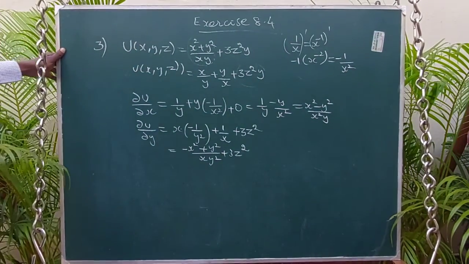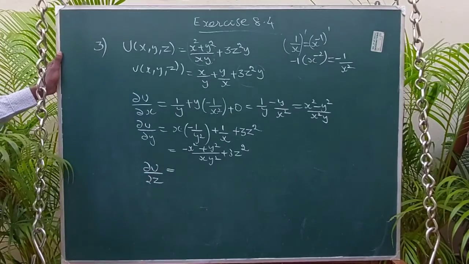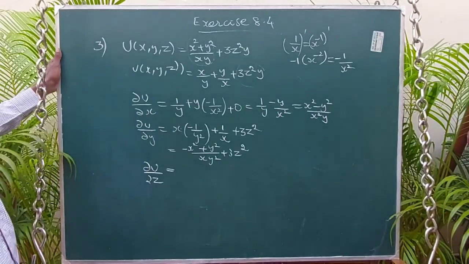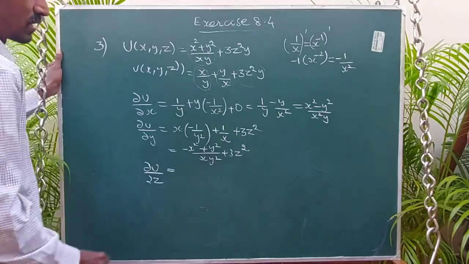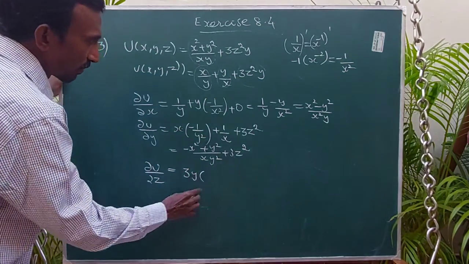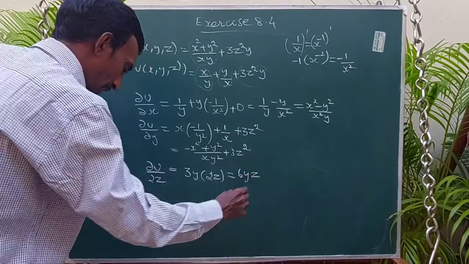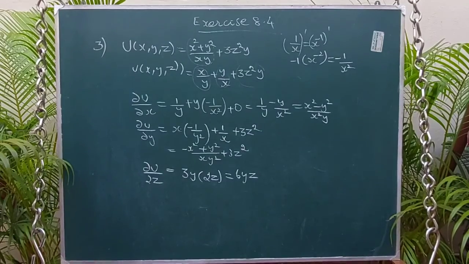And dou u by dou z, differentiating with respect to z, that means imagine x and y as constant. So the first one differentiation 0, the second one differentiation 0, in the third one 3y is a constant, differentiation of z square is 2z, so 6yz. That is the value of dou u by dou z.